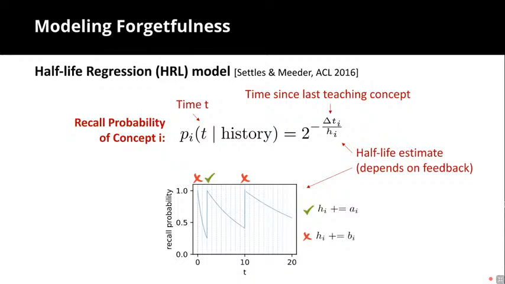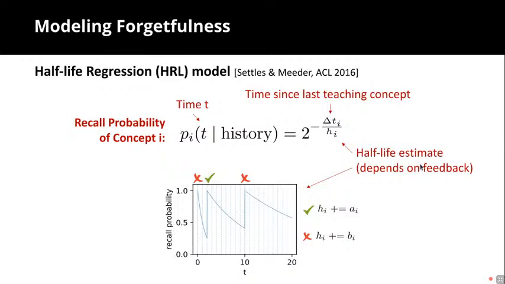Settles and Meeder introduce a learnable model for the human forgetting curve in ACL 2016. The half-life regression model has existed in the literature for a long time, but this work is the first to come up with a machine learning based approach that learns, for a particular group of human learners, what model parameters we should fit.